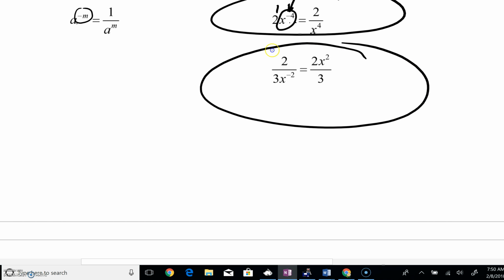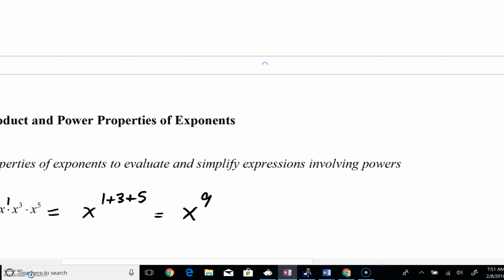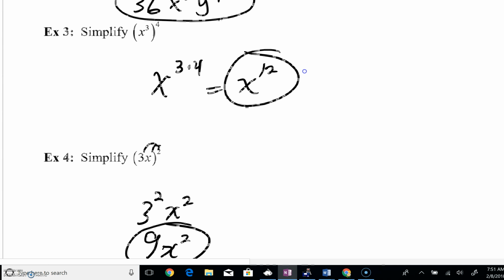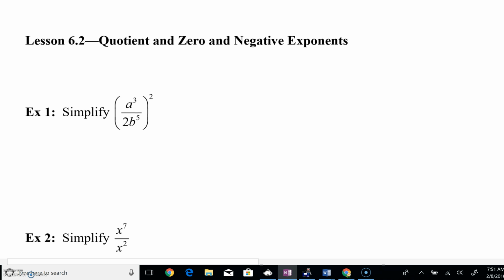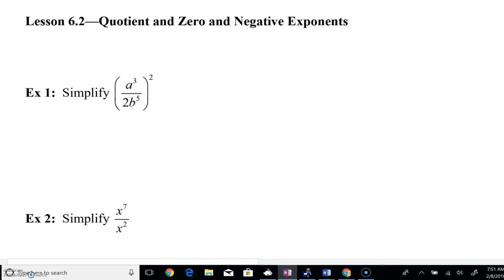Take a look at this final problem that we've got here. You could be given 2 over 3x to the negative 2. Just want to state the obvious that the only term with a negative exponent is the x. That's the only thing you move. It's downstairs, bring it upstairs, and then you're going to have it as a positive exponent. So those are the basic properties. Let's real quickly get into lesson 6.2 and see what types of problems you're really going to be working with.